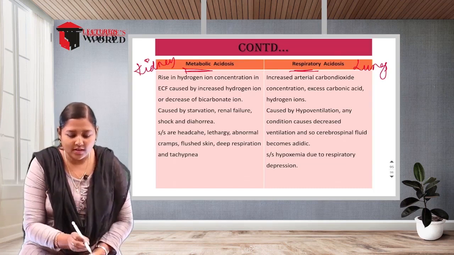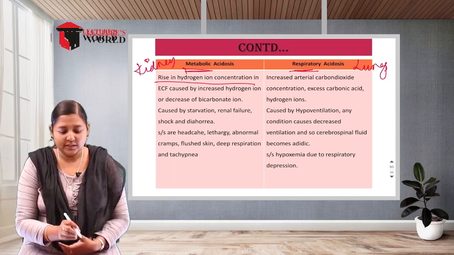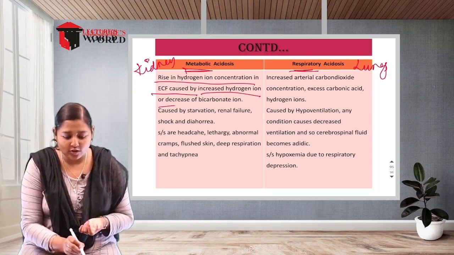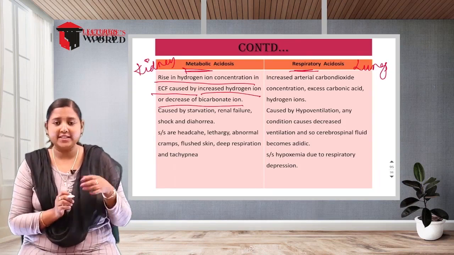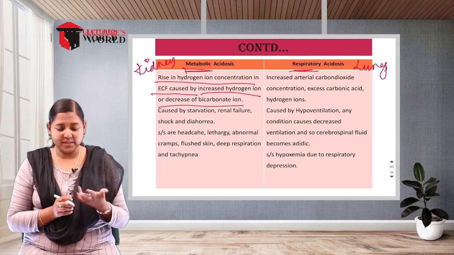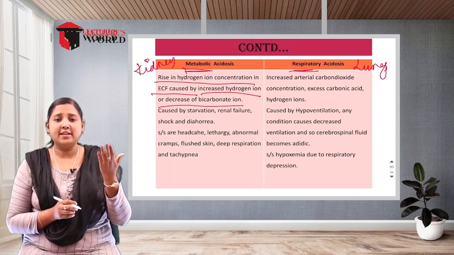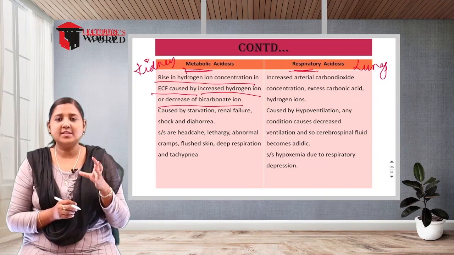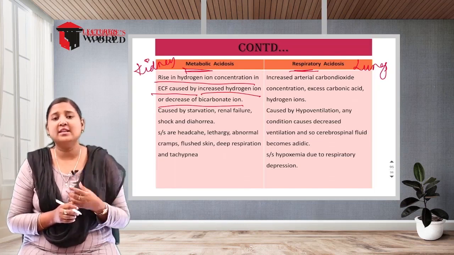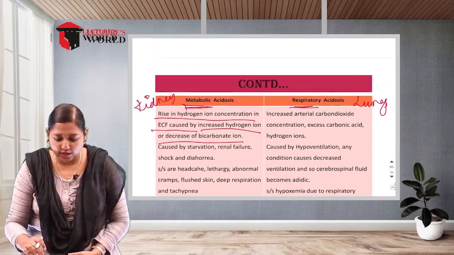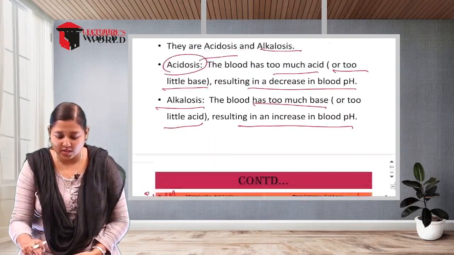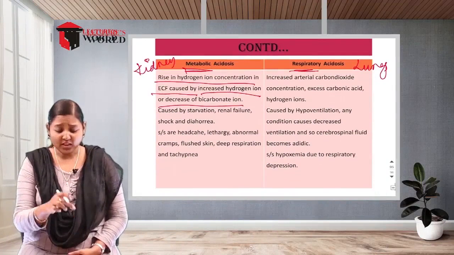Okay, so here a rise in hydrogen ion concentration in the extracellular compartment will cause increased hydrogen ion or decreased bicarbonate ion. Okay, hydrogen ion is increased whereas bicarbonate ion is decreased. So what happens here is acid is increased and base is decreased, and thereby there is a problem in the extracellular fluid compartment, which is changing the blood pH. Here I told you already, if it is acidosis, the pH level will decrease. Okay, so here the pH of the blood will be decreased.